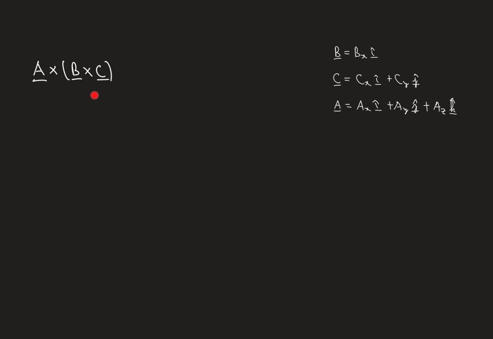Now we can calculate our vector triple product. But first, what we need to do is compute the first part of the vector triple product, which is in parentheses. In other words, b cross c. And the way we do that is by using the determinant form for the cross product. So here we have i, j, and k. And b only has a component in the i hat direction. So we have bx over here, but 0 and 0 over there. And c has components in the i and j hat direction.